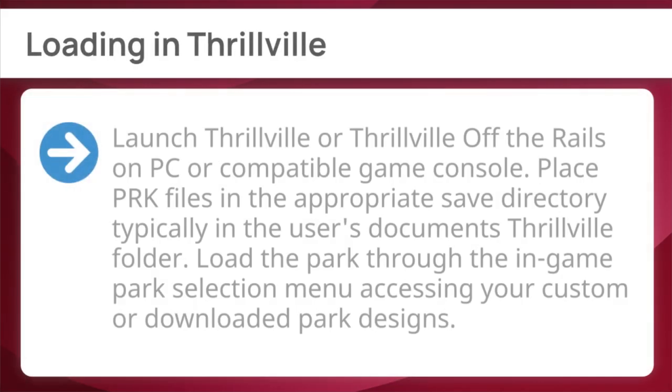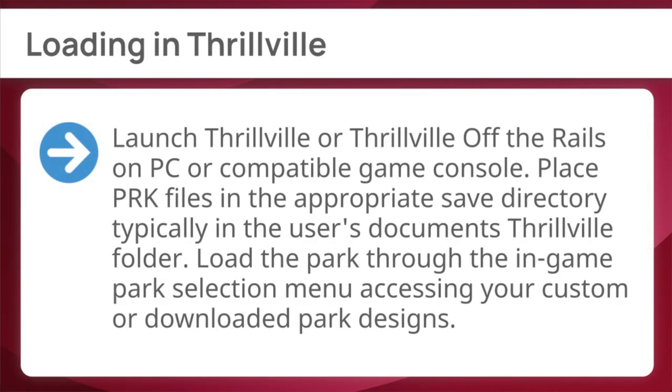First, loading in Thrillville. Launch Thrillville or Thrillville: Off the Rails on PC or a compatible game console. Place PRK files in the appropriate save directory, typically in the user's Documents Thrillville folder. Load the park through the in-game park selection menu, accessing your custom or downloaded park designs.